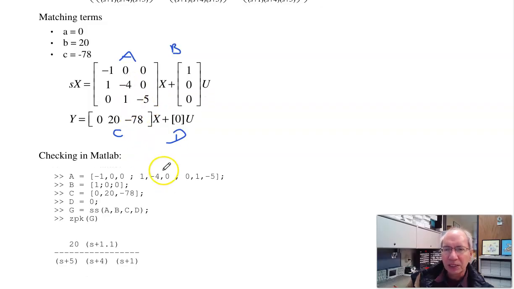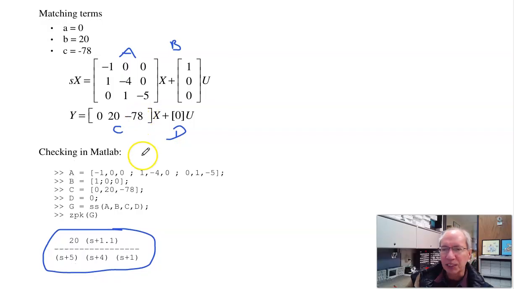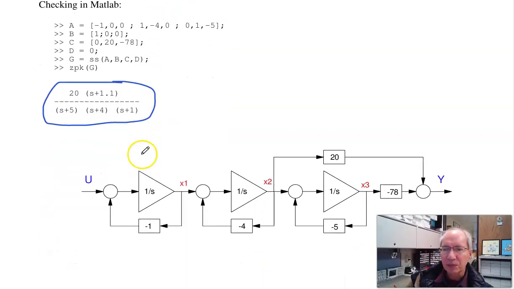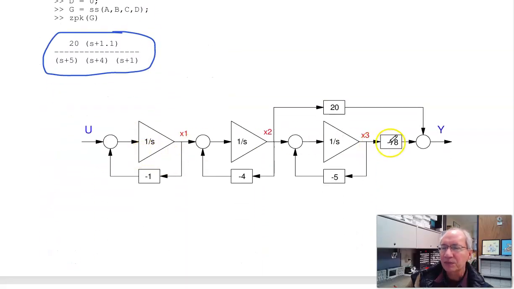If I do it right and put the A, B, C, D into MATLAB, I get the same answer. Same transfer function, different way of representing it. And that's what cascade form looks like. 3 first-order systems cascaded.